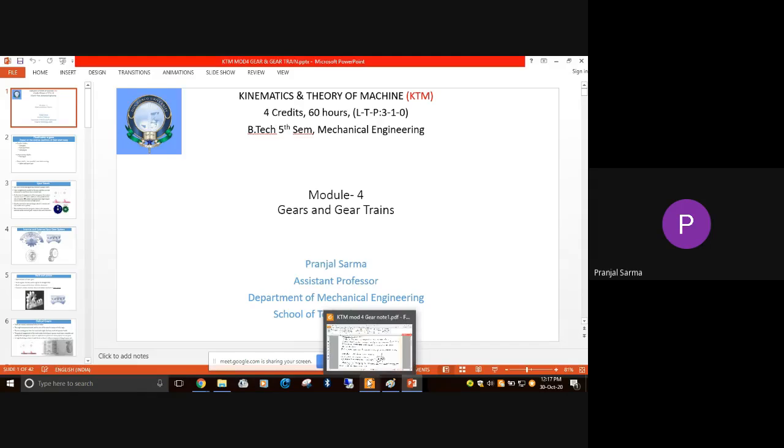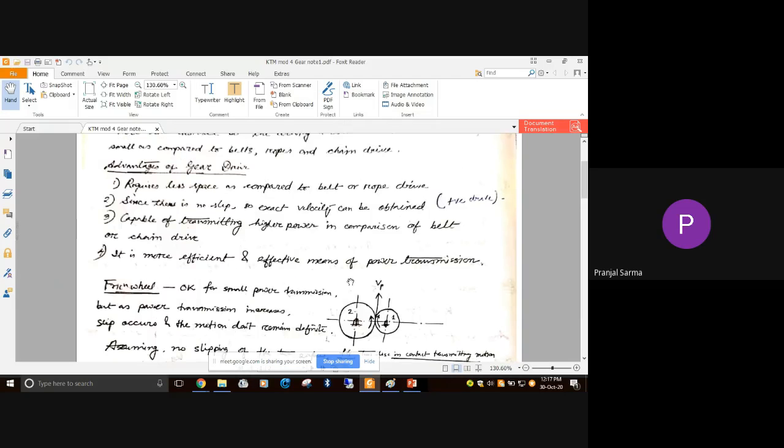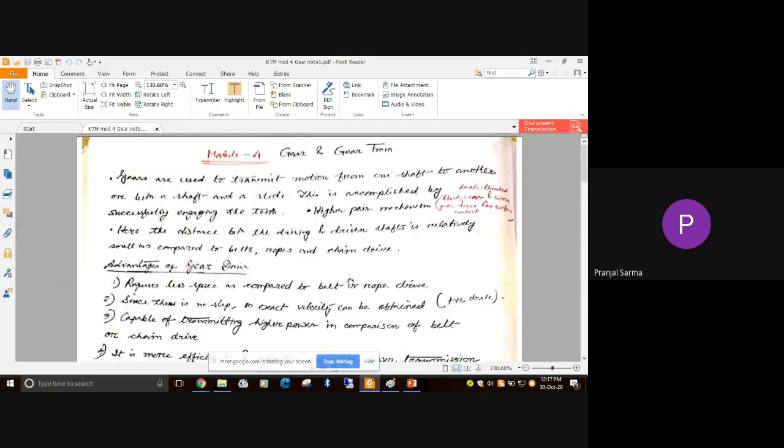Flexible drives like rope drive, etc. And there we have seen that basically this gear drive is a kind of rigid drive, okay. And we have seen basically it makes a higher pair mechanism due to the line contact that we have between the teeth which are in contact.